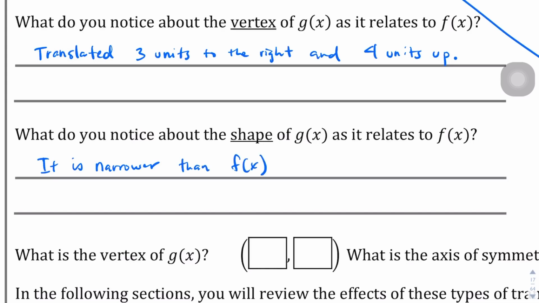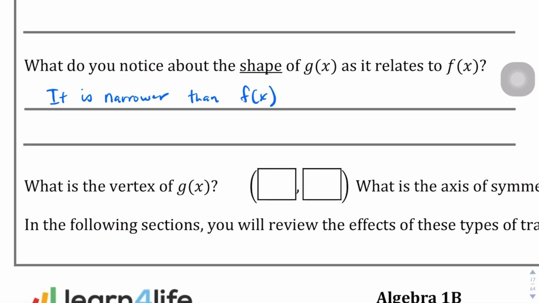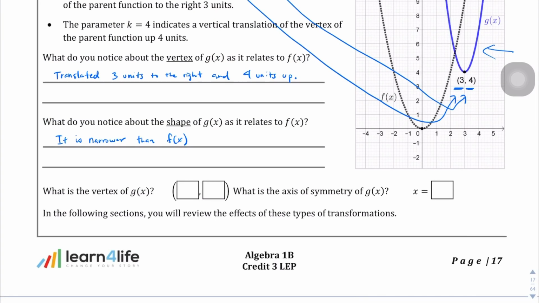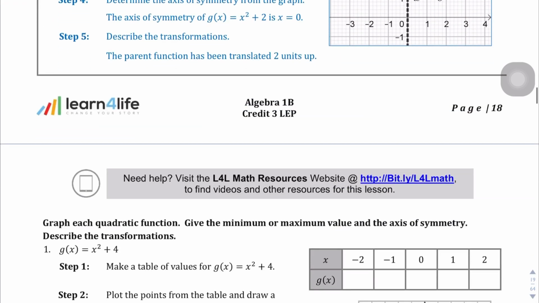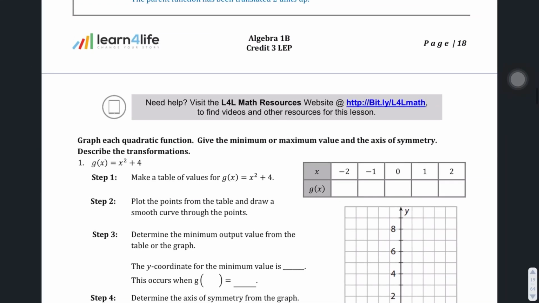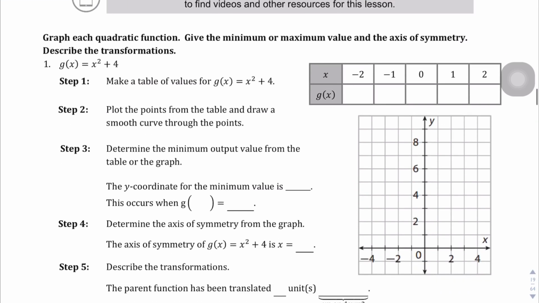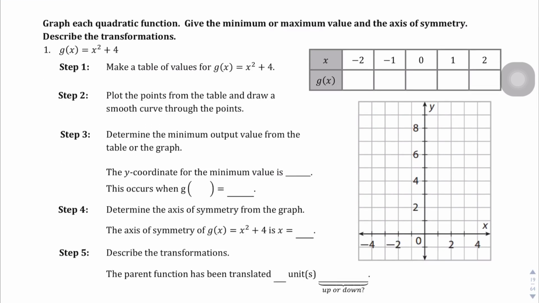Okay, and what is the vertex of g of x? Well, it's what we saw here on the graph, that 3 comma 4. What is the axis of symmetry? The axis of symmetry is just going to be that x value, so x equals 3. The next page is just more explanation. I will let you read into that, but on the next page, page 19, is where we're going to get some practice and hopefully develop a better understanding of what's going on instead of listening to me just talking your ear off here.